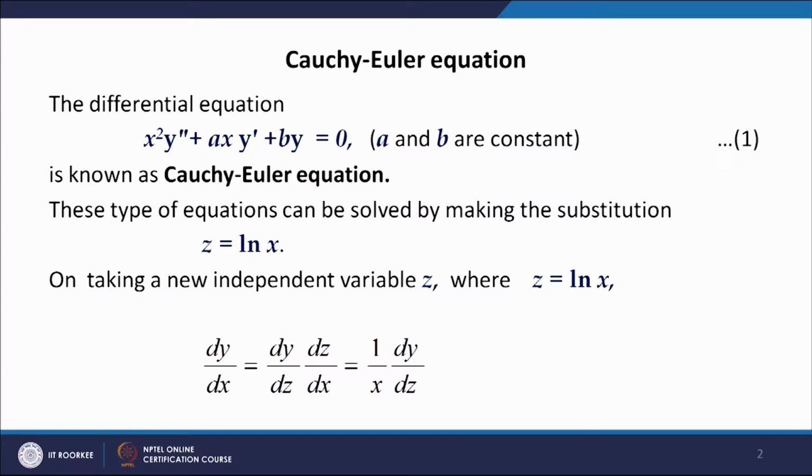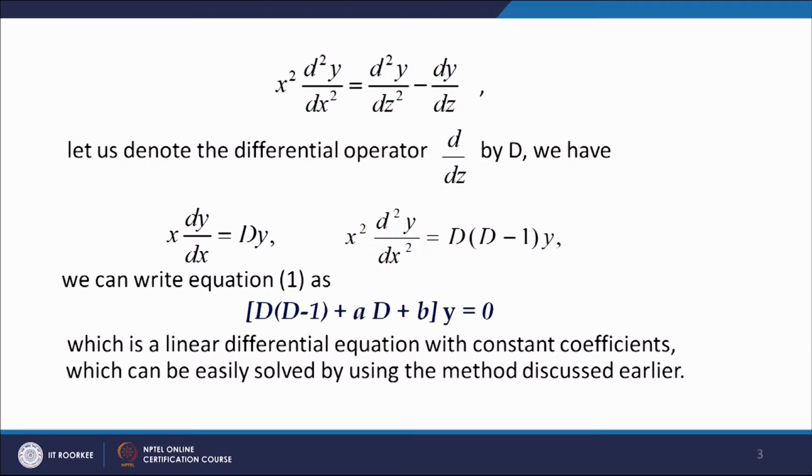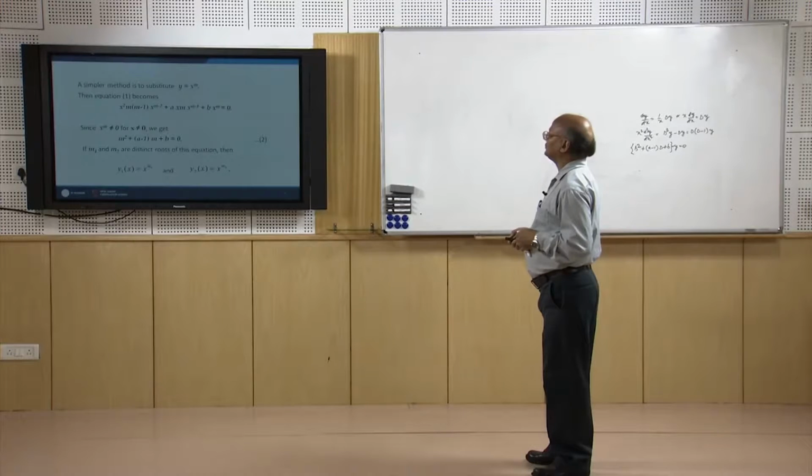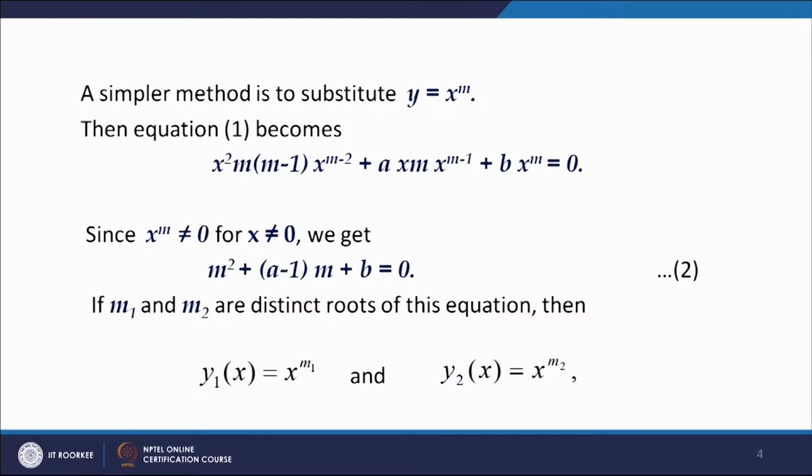So, that is what we have written here: x square m into m minus 1 x to the power m minus 2 plus a x m x to the power m minus 1 plus b x to the power m equal to 0. Now, since x to the power m is not equal to 0 when x is not equal to 0, we shall get from this equation m into m minus 1 plus a m plus b equal to 0, which is nothing but m square plus a minus 1 into m plus b equal to 0.